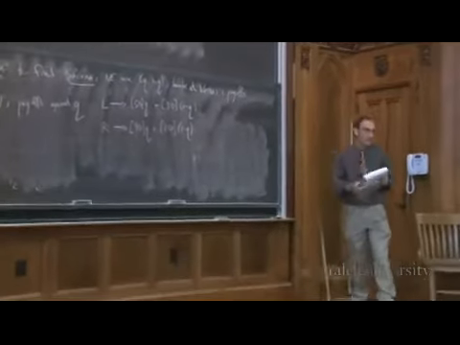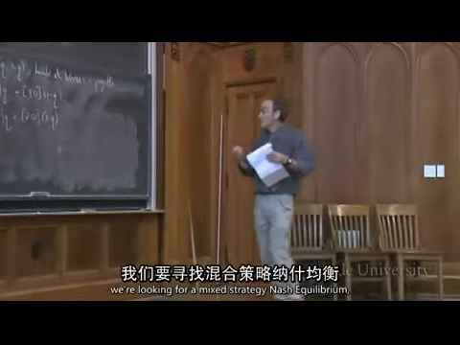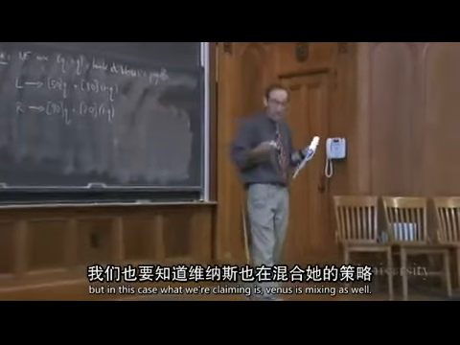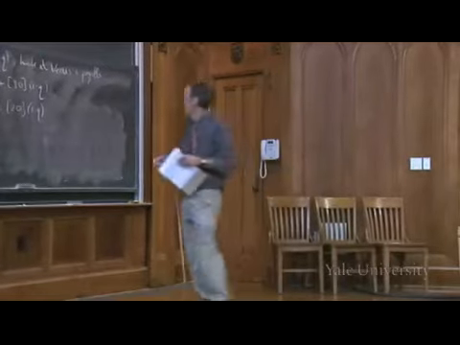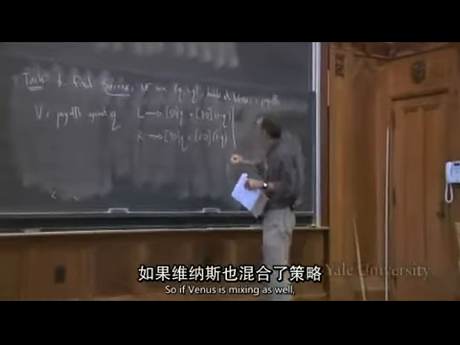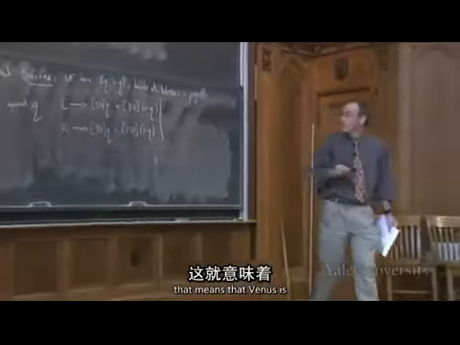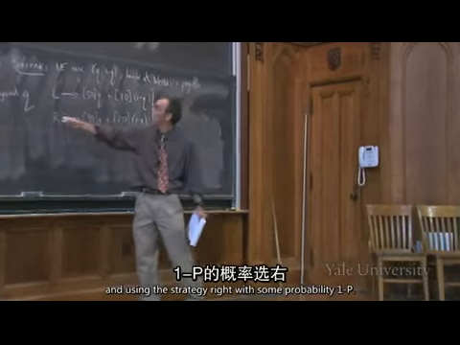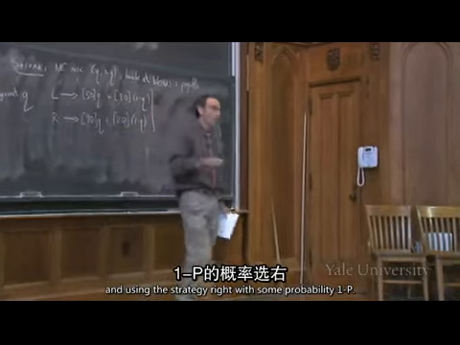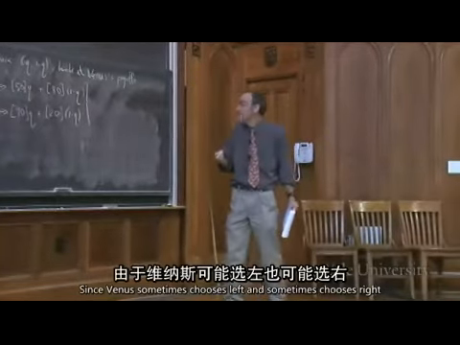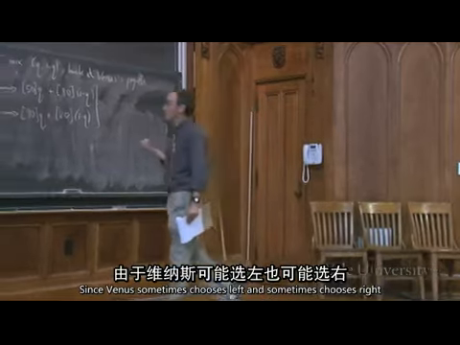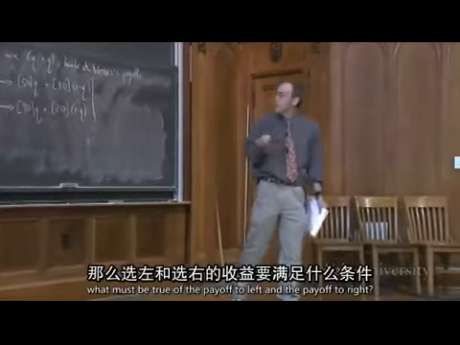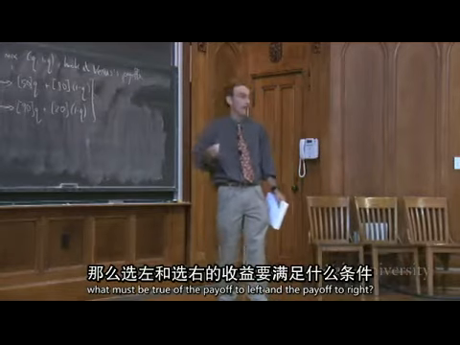So what is this? We're looking for a mixed strategy Nash equilibrium. So in particular, not only Serena is mixing, but in this case what we're claiming is Venus is mixing as well. All right? So if Venus is mixing as well, that means that Venus is using the strategy left with some probability, P, and using the strategy right with some probability, 1 minus P. Since Venus sometimes chooses left and sometimes chooses right as her best response to Q, as her best response to Serena, what must be true of the payoff to left and the payoff to right?